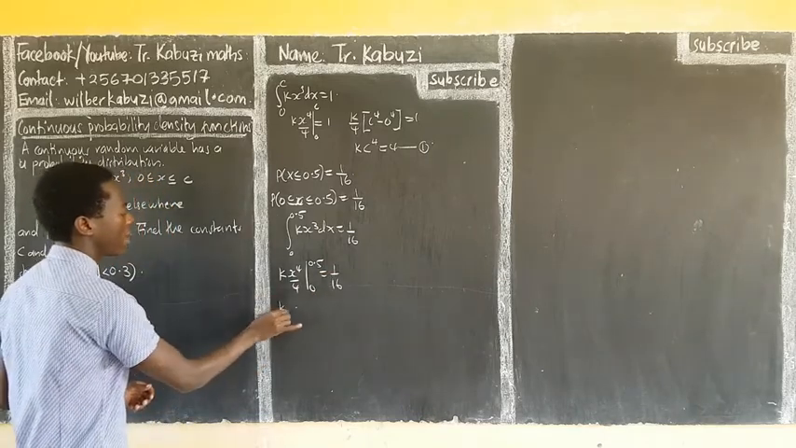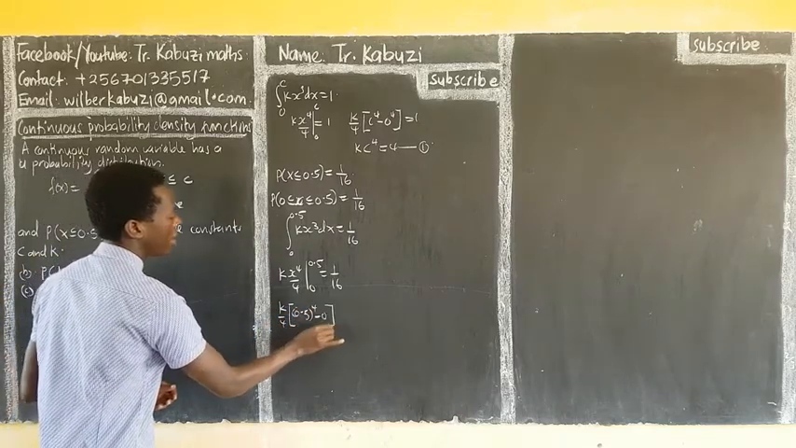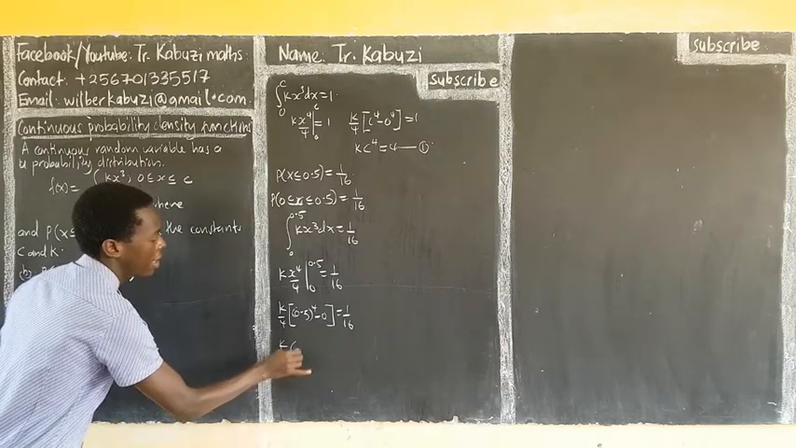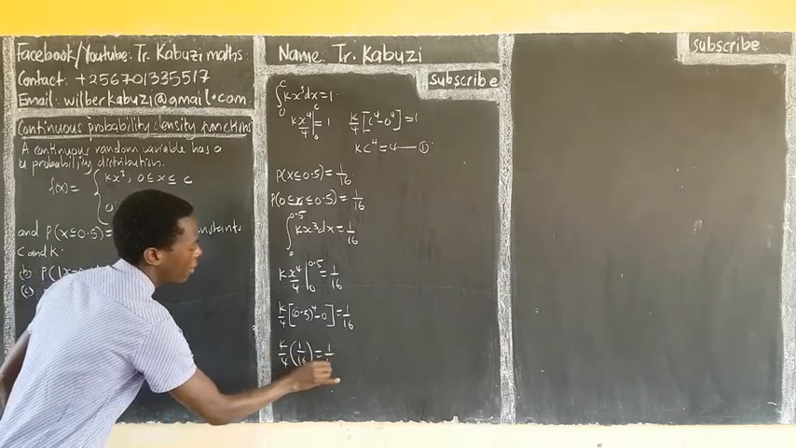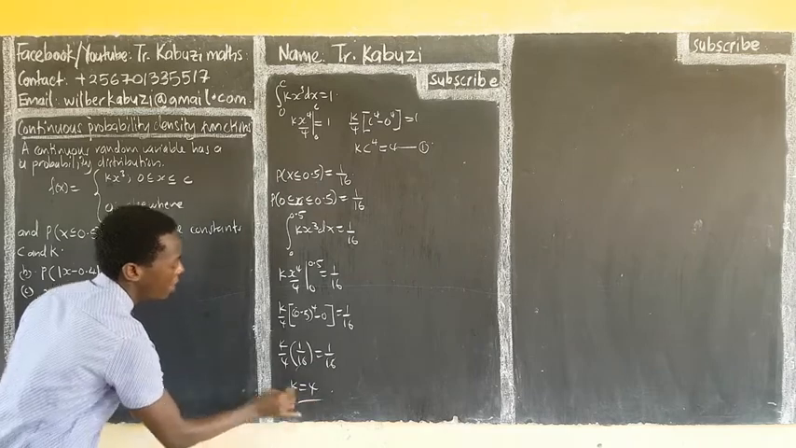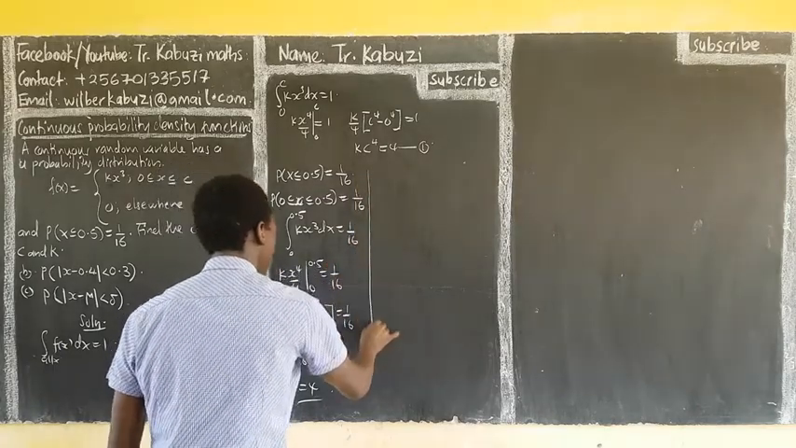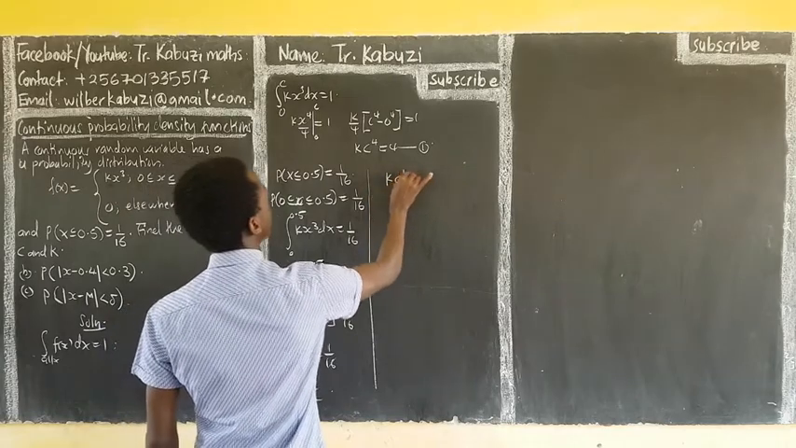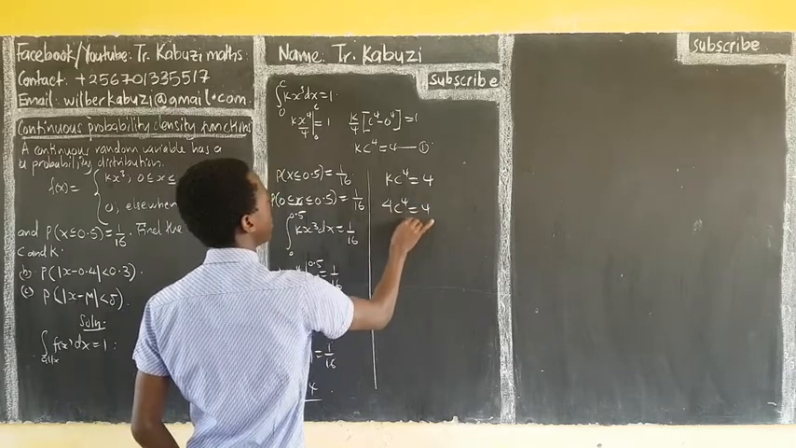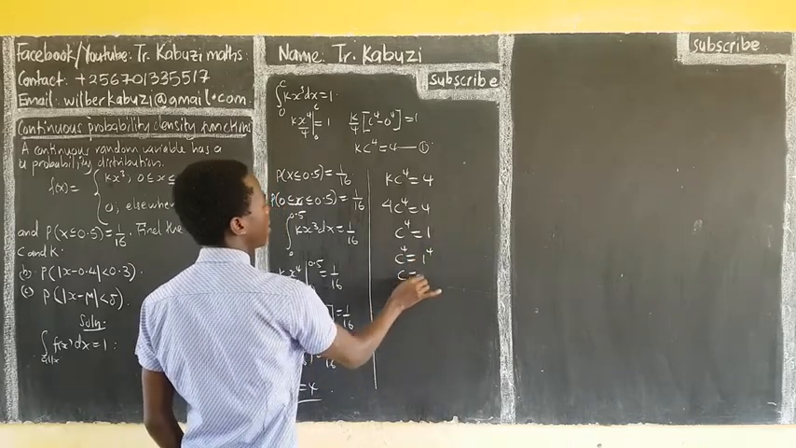When we put that in, we have k over 4 into 0.5 power 4 minus 0 equal to 1 over 16. So this one is going to be k over 4 times 1 over 16 equal to 1 over 16. You see that this cancels, and so my k will be 4 by cross multiplying. After getting that, we come back and get our value of c. From here, k c power 4 is equal to 4. But our k is 4, so c power 4 is 1, and so c is the fourth root of 1. So it will be 1.